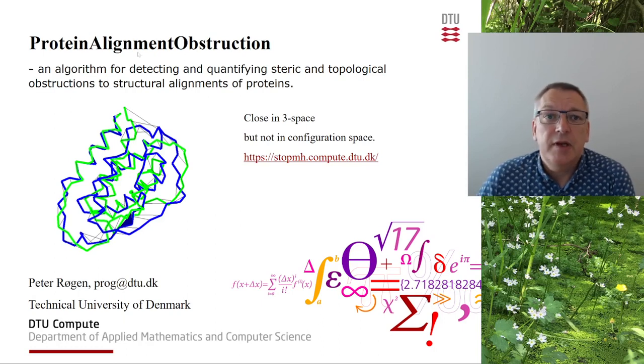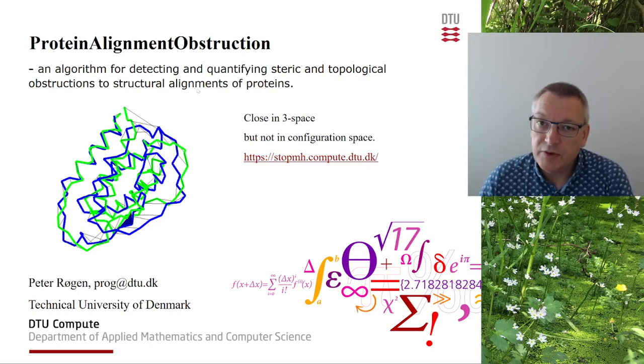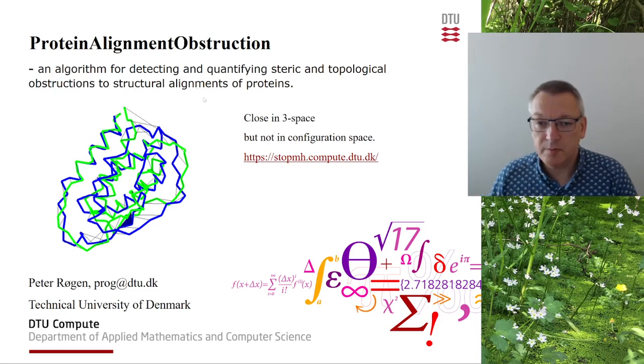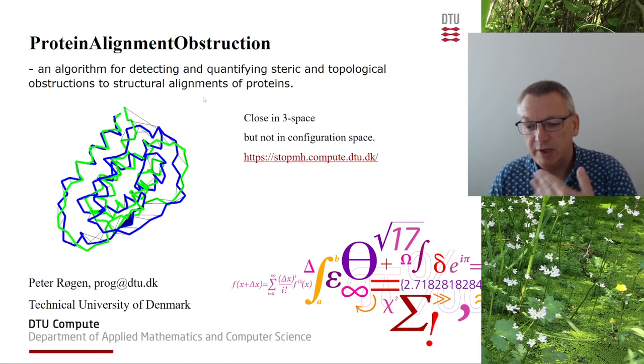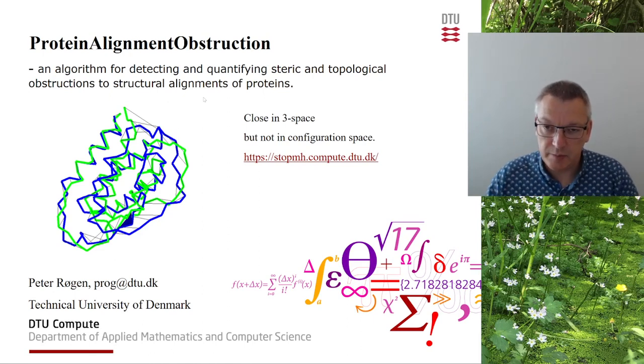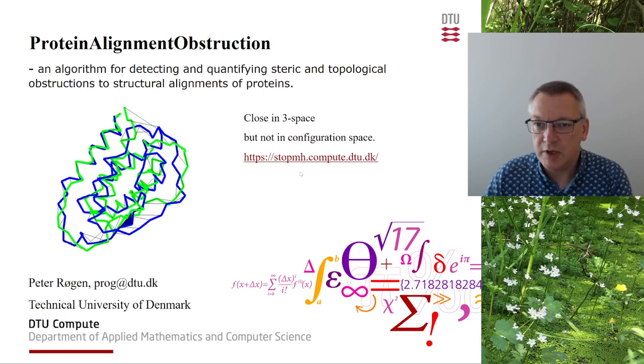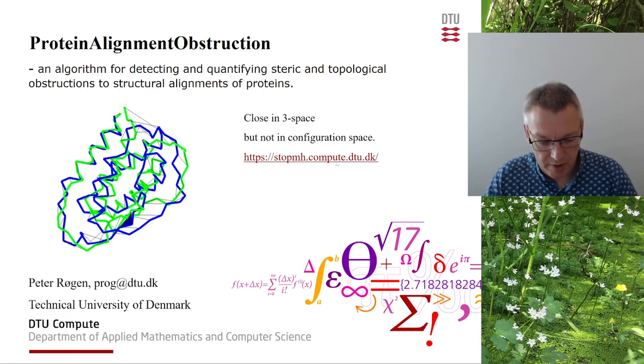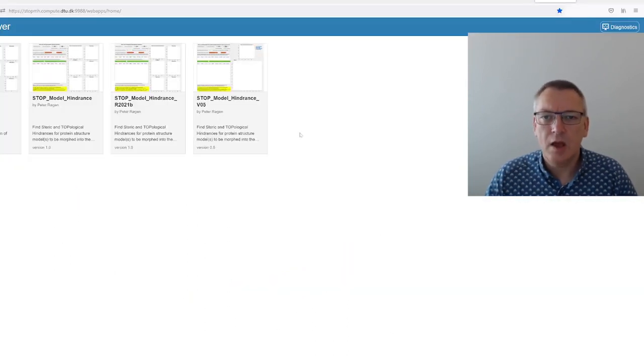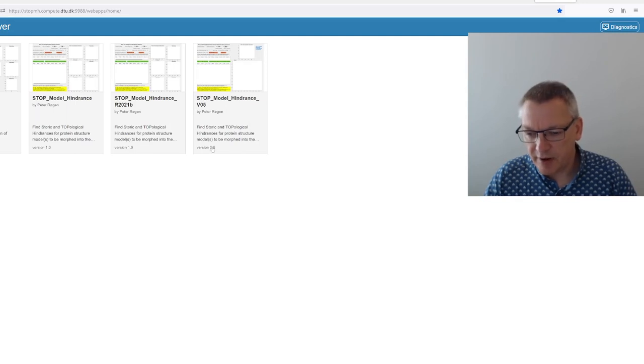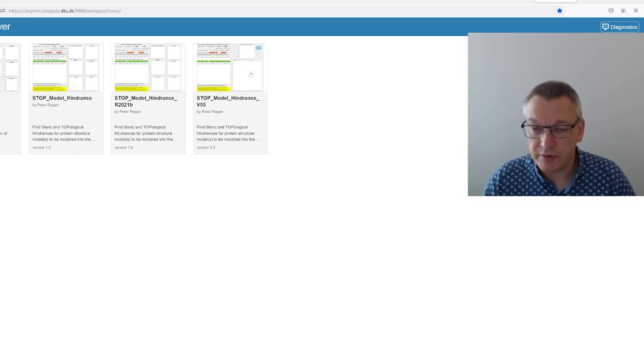The algorithm I present is an algorithm for checking a structural alignment given by another program and to see if there's actually a topological obstruction from morphing the one structure into the other one as suggested by the alignment program. You can try it for yourself using my server here. Take the version 0.5, it links to instruction videos on how to use it and more about the theory behind it.